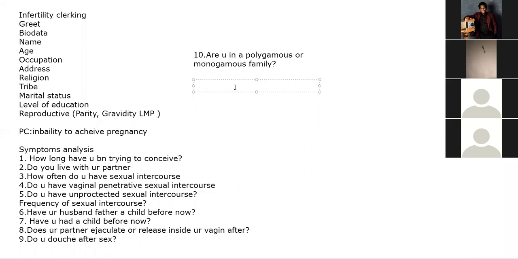So you want to ask about the history of causes. What are the causes of infertility? Let's start with the female causes first. There are female causes of infertility, and there are male causes of infertility. Female causes, or female factors. Let's use the word female factors. So what are the female factors of infertility? Let's do this together.